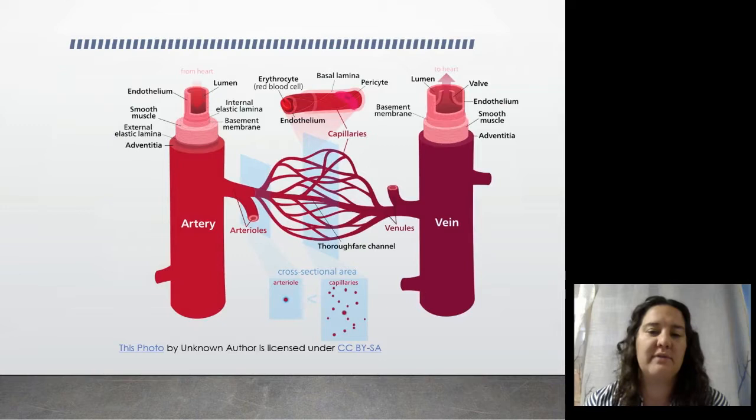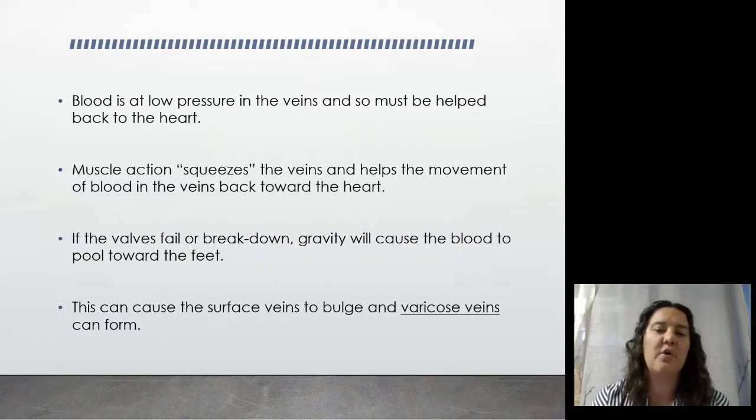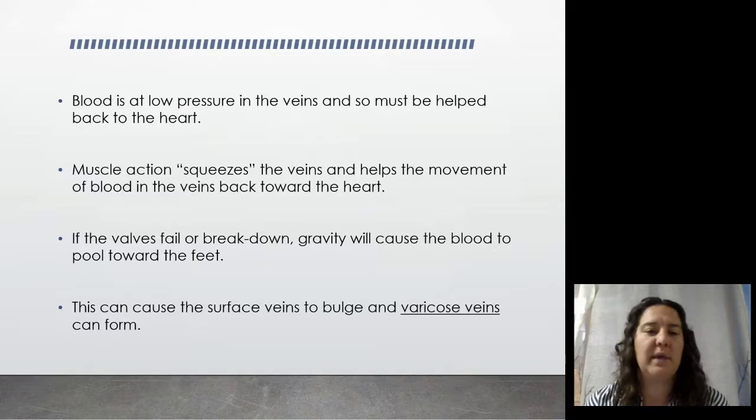So we can see that there's a valve at the top of that vein, and then the blood is actually pushed back to the heart through muscle contractions. Because blood pressure is low in a vein, it must be helped back to the heart. It's not under pressure from any heartbeats. So the muscles in our body are going to squeeze the veins and help the movement of blood flow back towards the heart. And that's why, again, the valves are necessary, because they prevent that blood from falling backwards.